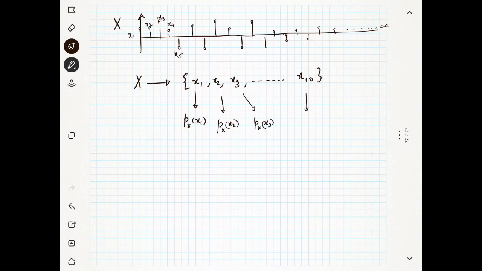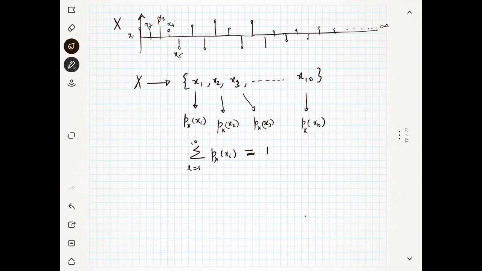This one is p(x10). But I told you that the sum of all these p(xi), where i varies from 1 to 10, is equal to 1, right? As I told you, the sum of all these p(xi), with i varying from 1 to 10, will be equal to 1. Then you can define the average.